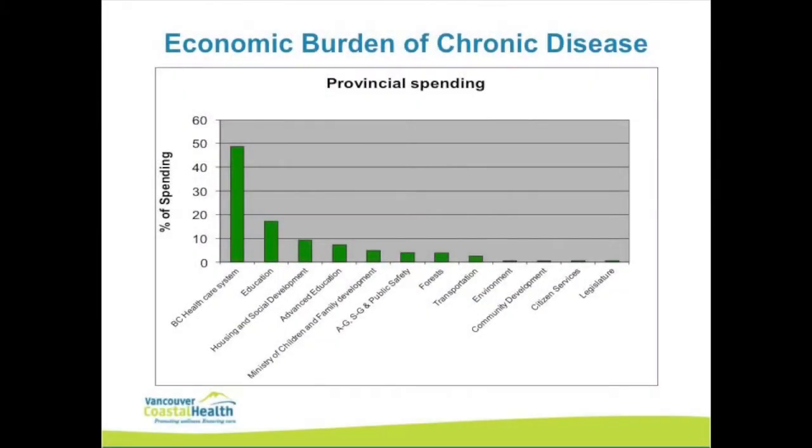It has an impact, of course, because our healthcare costs keep going up, and that reduces what's available for all the other important things that we are concerned about: our education, housing and social development, support for children, forestry, environment, and citizen services. So chronic disease really is a big deal that we really do need to get on top of.